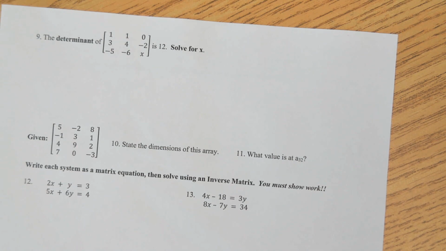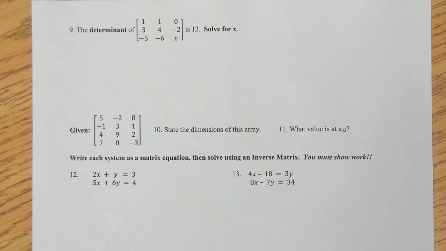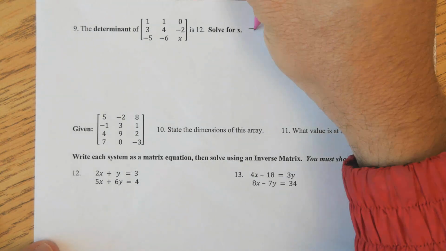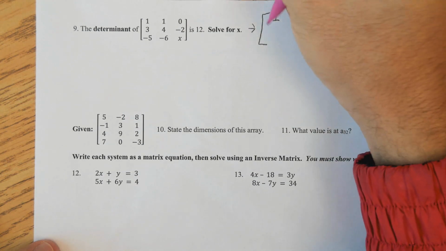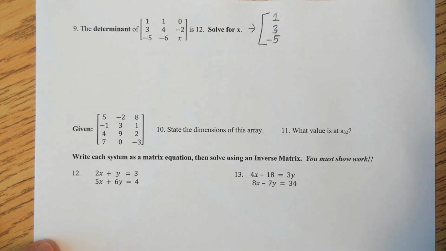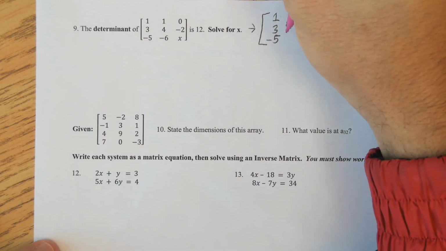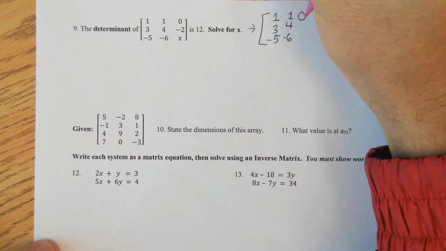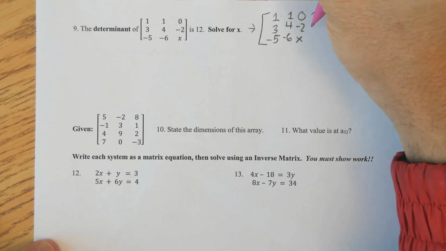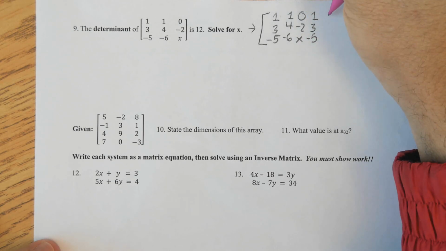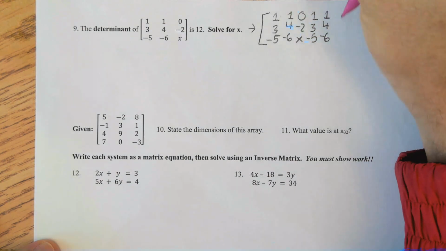All right. Number 9: the determinant of this matrix given is 12, and we need to find x. So we're going to do the exact same thing that we normally do to find a 3 by 3 determinant. What you do is you take your 3 by 3 matrix here. Let's write it all out. And then we write the first two columns over again. So we're going to get 1, 3, negative 5, 1, 4, negative 6.